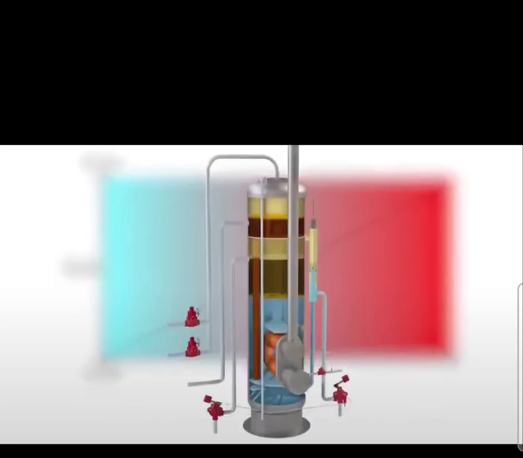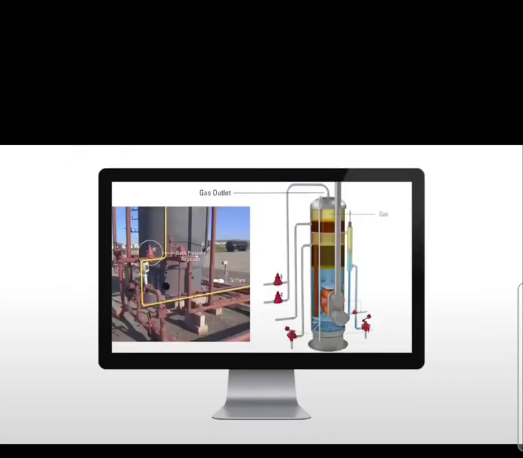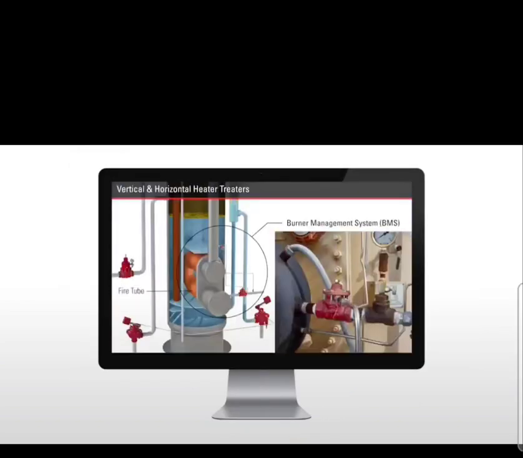A heater treater is an example of a vessel which uses the principle of temperature change to aid in separation. For more on how a heater treater works, check out our Training Level 1 series.